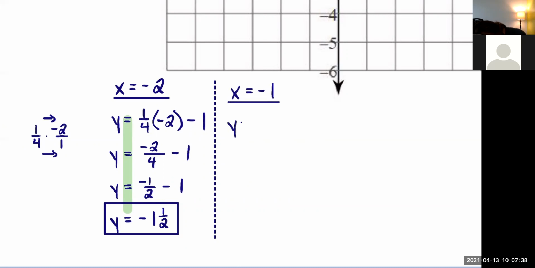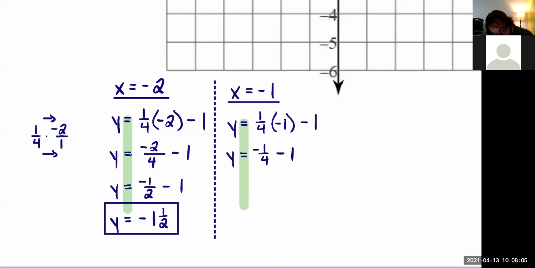So I get y equals 1/4 times a -1 and then -1. 1/4 times, oops, forgot my little guideline here. 1/4 times -1 is going to give me a -1/4 -1. And when I subtract those, I'm going to get -1 and 1/4. Not what I wanted to do.